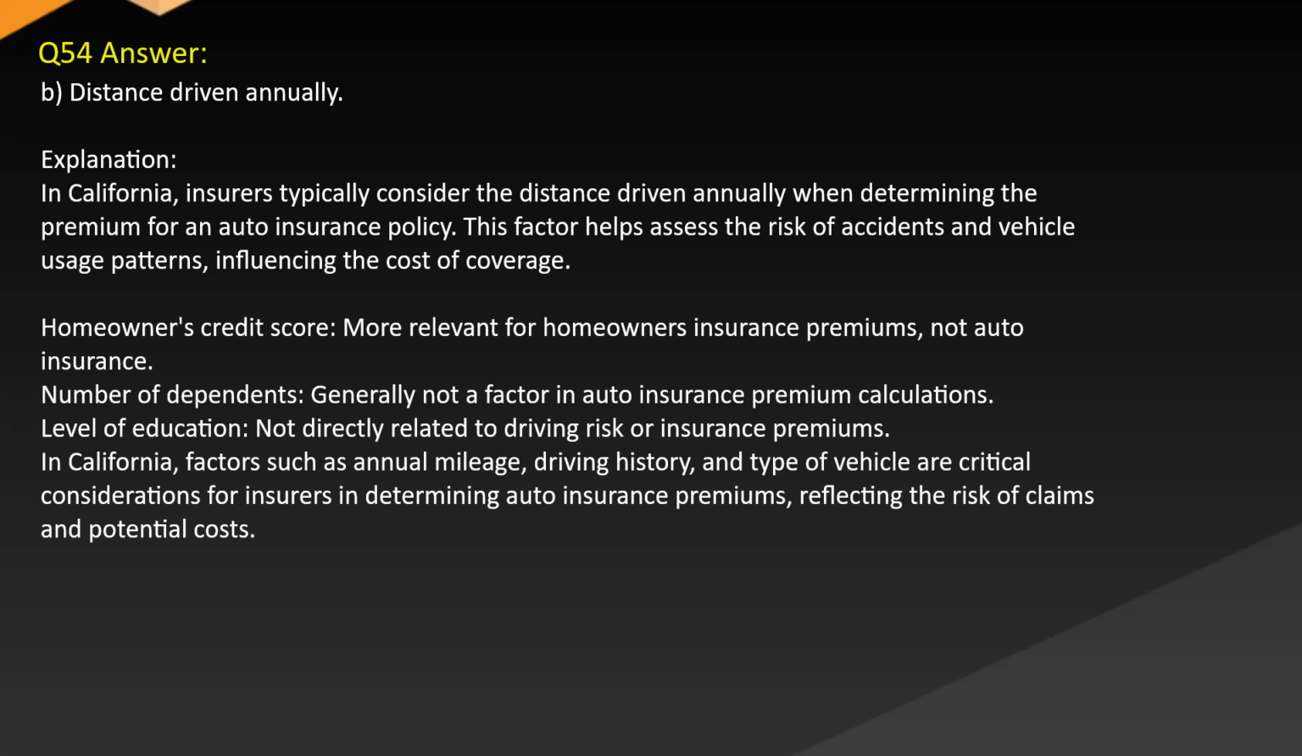Homeowner's credit score. More relevant for homeowners insurance premiums, not auto insurance. Number of dependents. Generally not a factor in auto insurance premium calculations. Level of education. Not directly related to driving risk or insurance premiums. In California, factors such as annual mileage, driving history, and type of vehicle are critical considerations for insurers in determining auto insurance premiums, reflecting the risk of claims and potential costs.